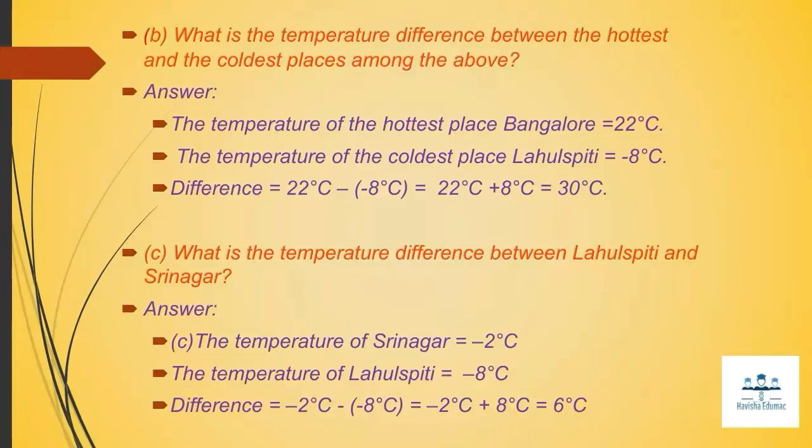What is the temperature difference between Lahaul Spiti and Srinagar? Temperature of Srinagar is minus 2 degrees Celsius. Temperature of Lahaul Spiti is minus 8 degrees Celsius. For finding the difference, we need to subtract. Minus 2 degrees Celsius minus minus 8 degrees Celsius. Minus into minus becomes plus. So minus 2 degrees Celsius plus 8 degrees Celsius is equal to 6 degrees Celsius.